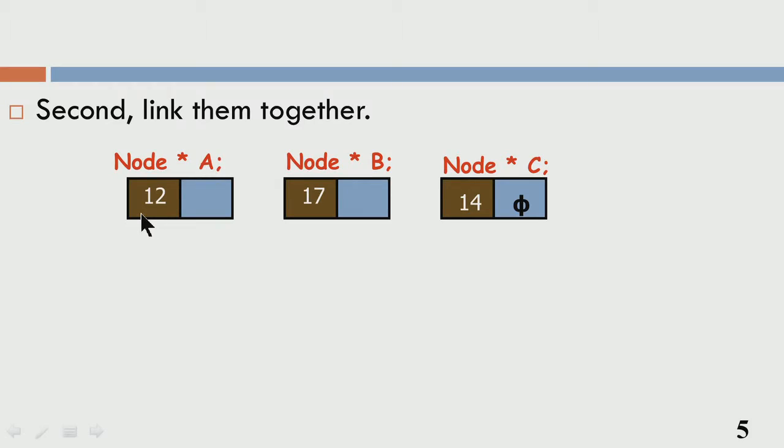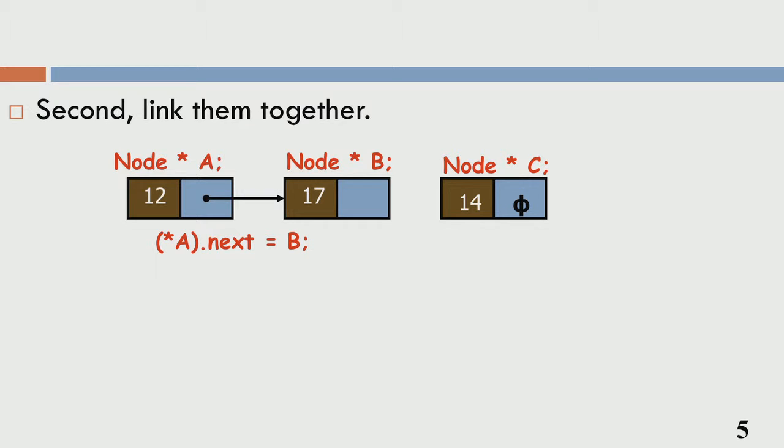Now, let us say I have 3 nodes, namely A, B and C, and let us say that node A is supposed to have value 12, node B is supposed to have value 17, and node C is supposed to have value 14. We have data and what are called the pointers. What we are going to do is chain them together.